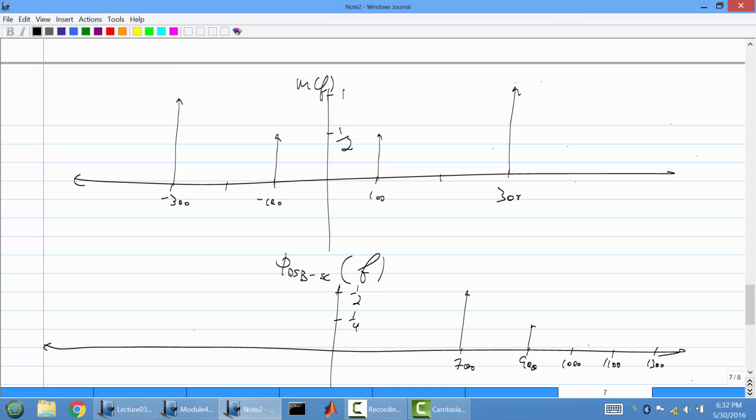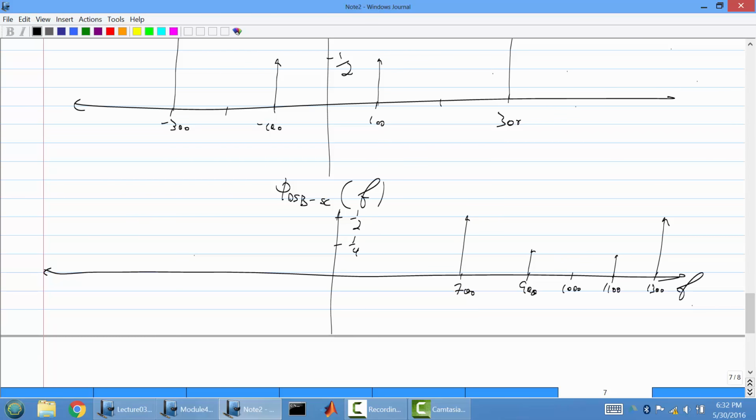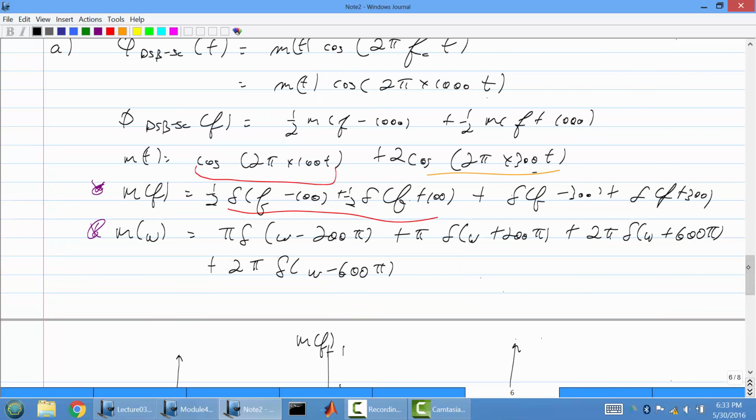1, 2, 3, 4. And then you copy the same thing on the other side. So you're just going to take the positives and make them negatives. So the center is 1,000, 900, 700, so 1, 2, 3, 4. Okay, and that's finally what you get. So that would be the double sideband suppressed carrier spectrum.